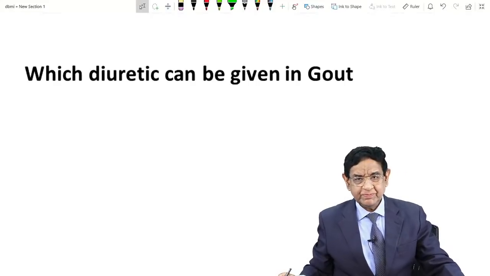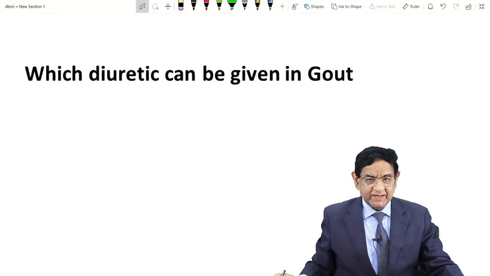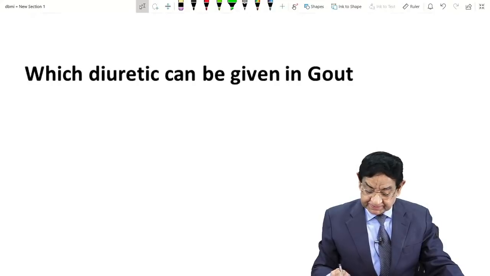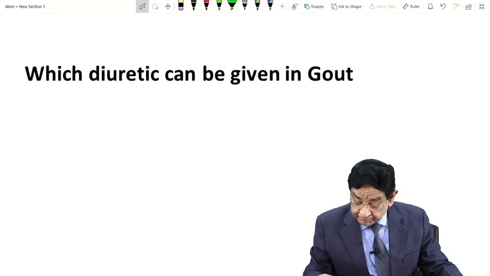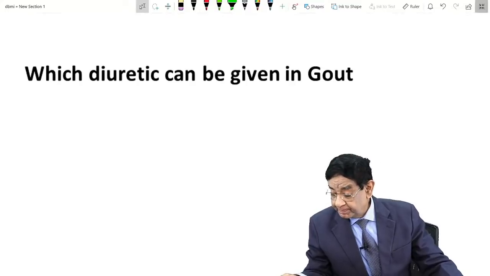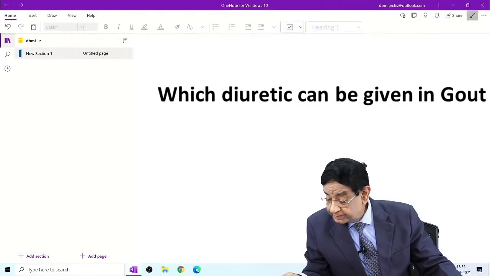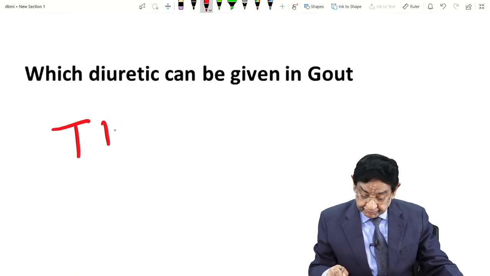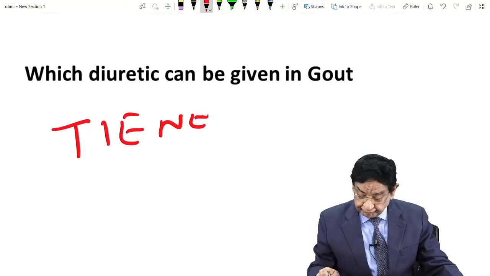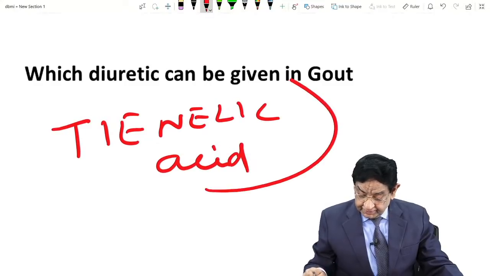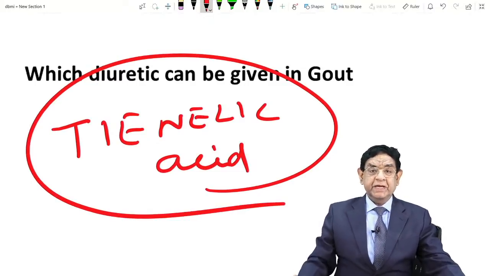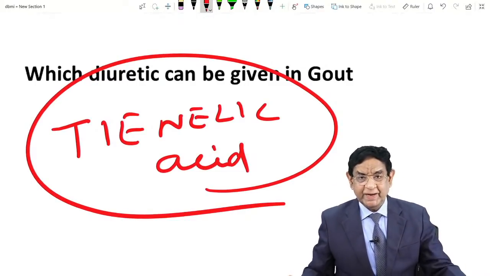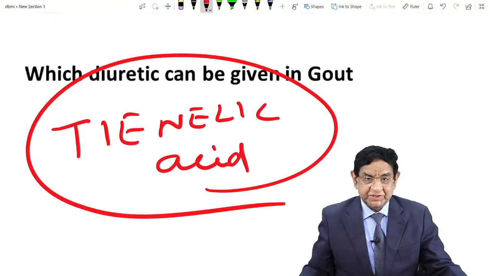Well, the only diuretic that we can give in this patient is ticrynafen. If you want to get top rank in any exam, these are the questions which will take you to top rank. Ticrynafen.